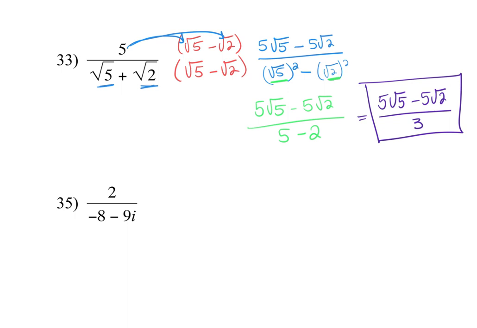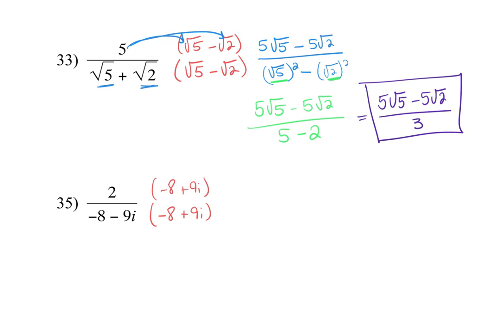You do exactly the same thing if there's an i there. All right, so you are just going to multiply the top and bottom by the conjugate. Now, conjugates do not change the first one. So that's a -8. It's going to stay a -8. It just changes the second one. It was a minus. We're going to change it to a plus.